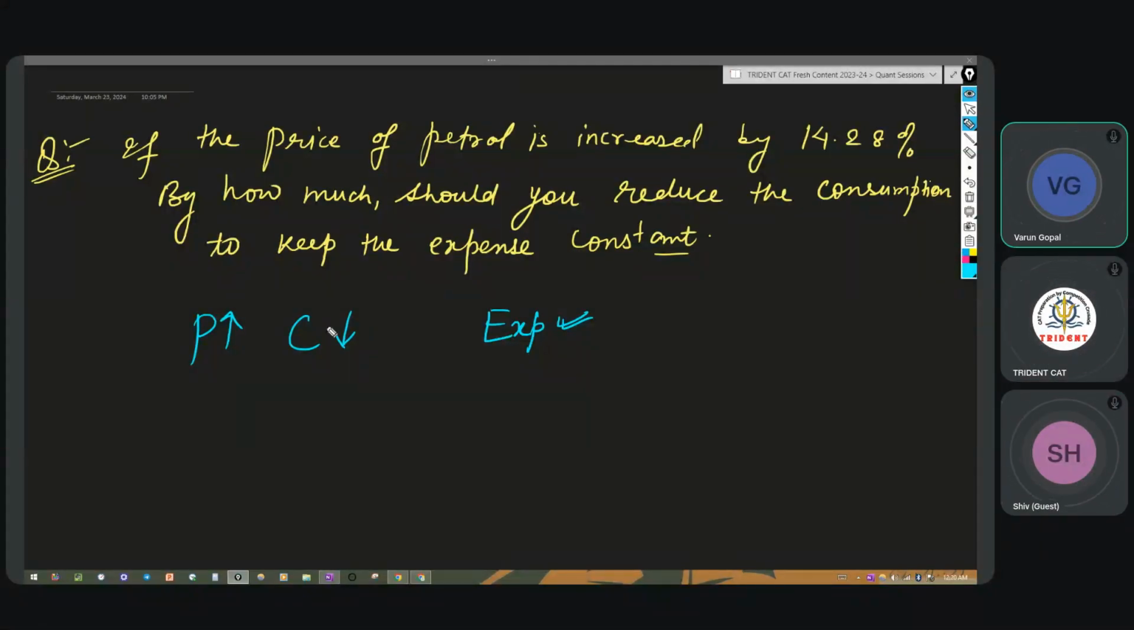Can I tell you something? Yeah, sure. If the price has rocketed by 14.28%, the consumption has to decrease by the same amount. No, it won't be the same amount, but you're thinking in the right direction. Tell me quickly, guys, should I start solving, or do you want to think a little bit?